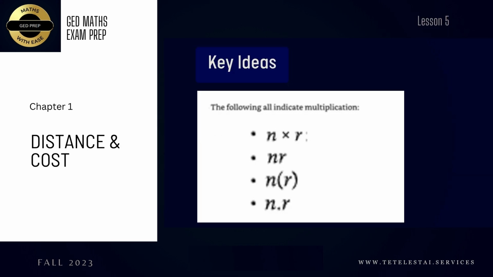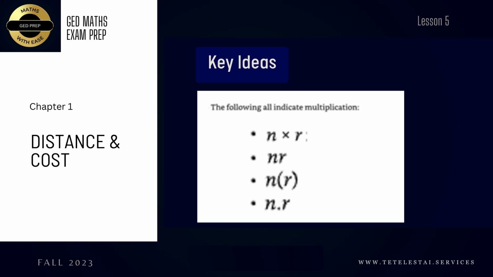So we're almost there. This is actually the last lesson in this chapter, and it's on distance and cost. This portion of the lesson is on notation, and the goal is to understand that there are different ways to indicate multiplication. So n times r is the most obvious, but when n is written next to r with nothing in between, you know immediately that that means multiplication.